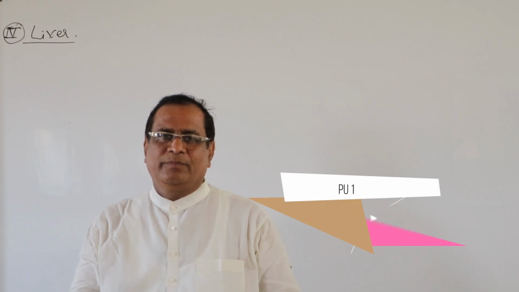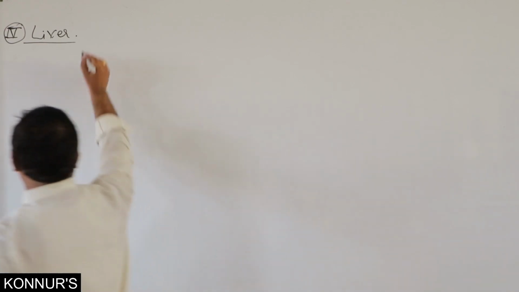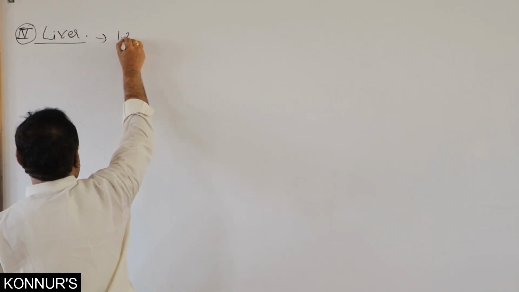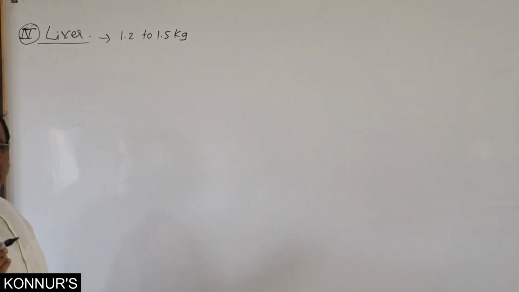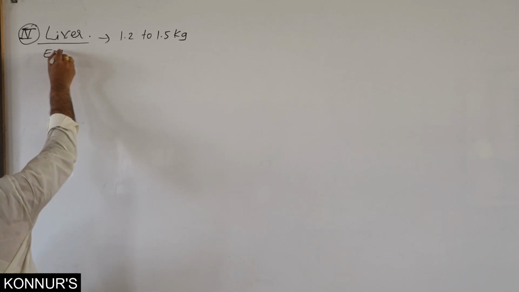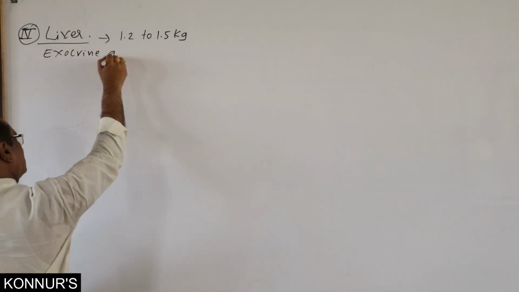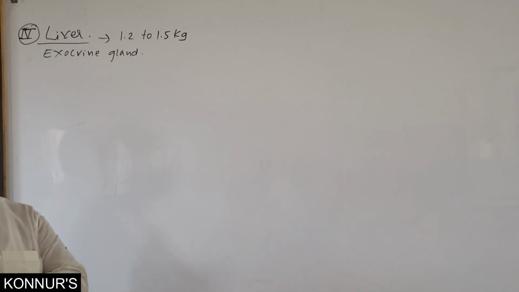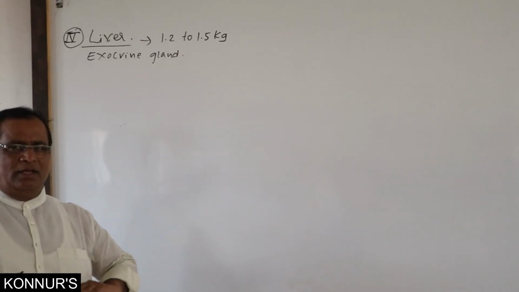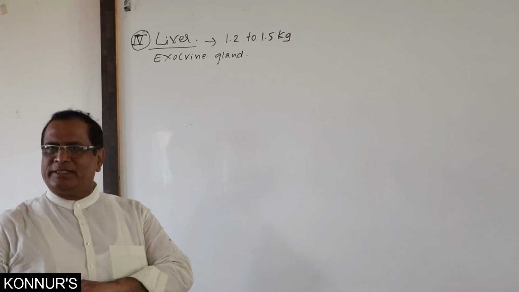Fourth digestive gland is liver. Remember, liver is the largest human gland. Its weight is around 1.2 to 1.5 kg and it is an exocrine gland. It is present just beneath the diaphragm. On one side is the stomach and on the other side is the liver.